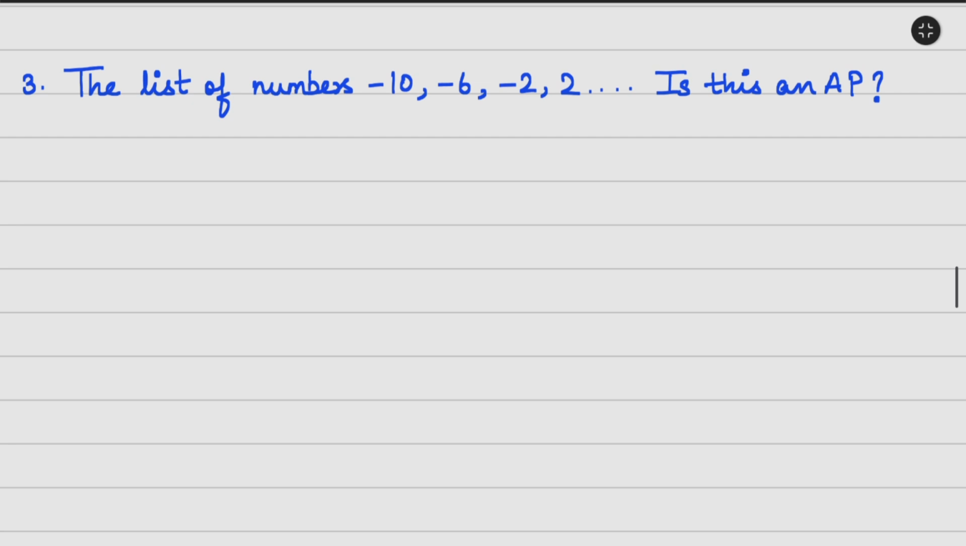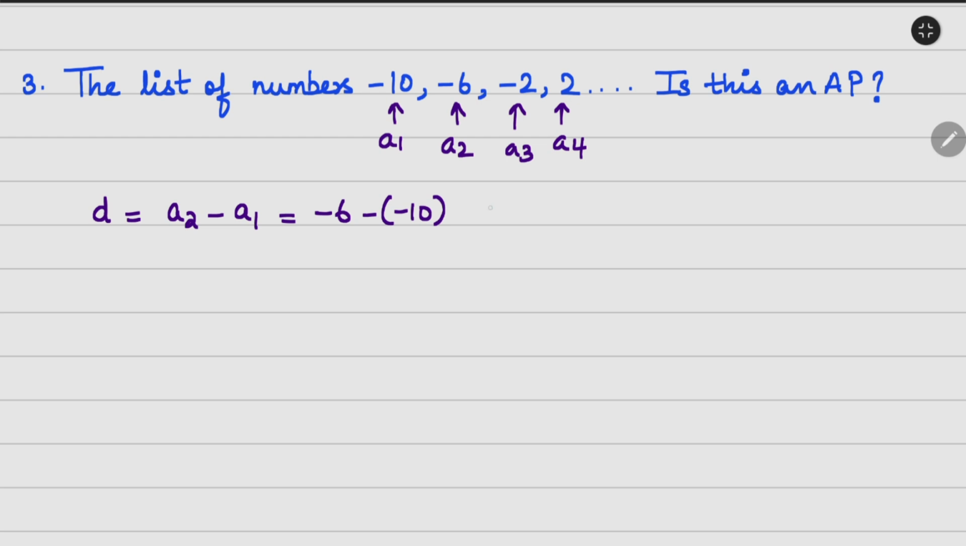You are given a list of numbers. You are asked whether it is an AP. And if it is an AP, you have to find the common difference. Let's do it. So this is a given sequence of numbers. So this is your first term, A1, second term, third term, and fourth term. Right? So let's find out the common difference. A2 minus A1. What is A2? Minus 6, minus A1, which is minus 10. So this is minus 6 plus 10, which is 10 minus 6, which is 4.